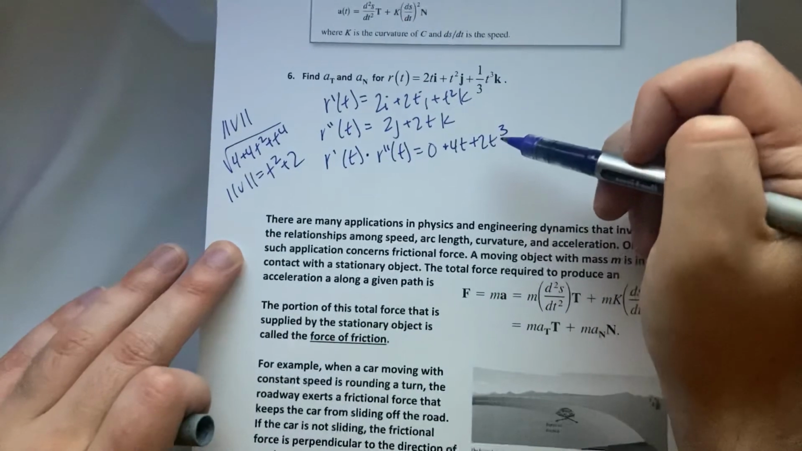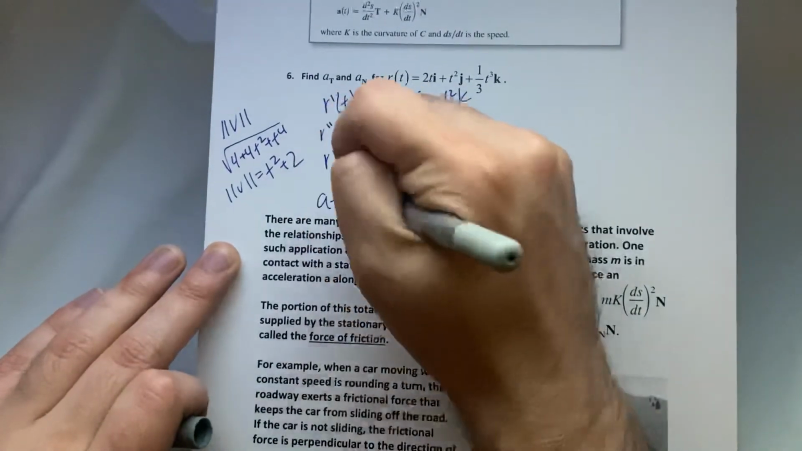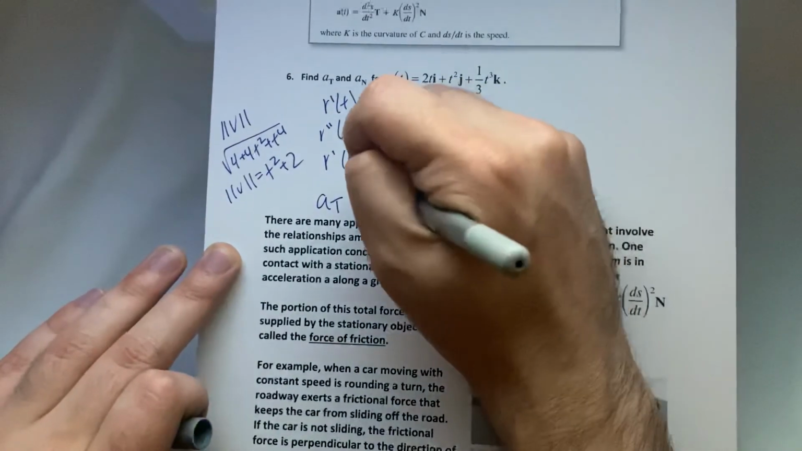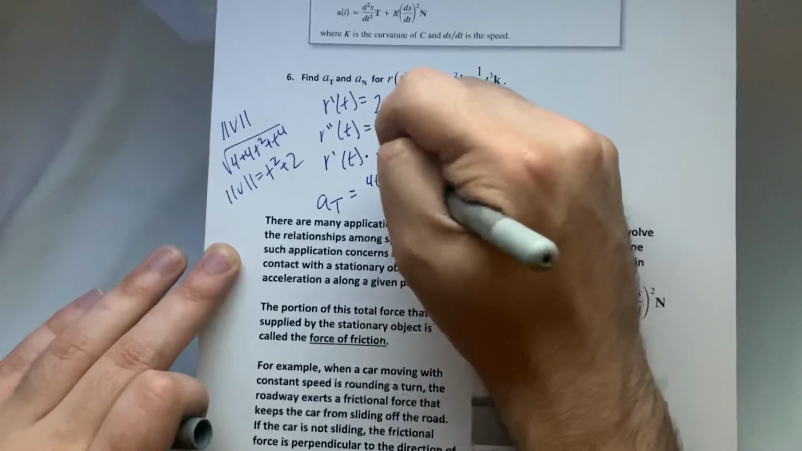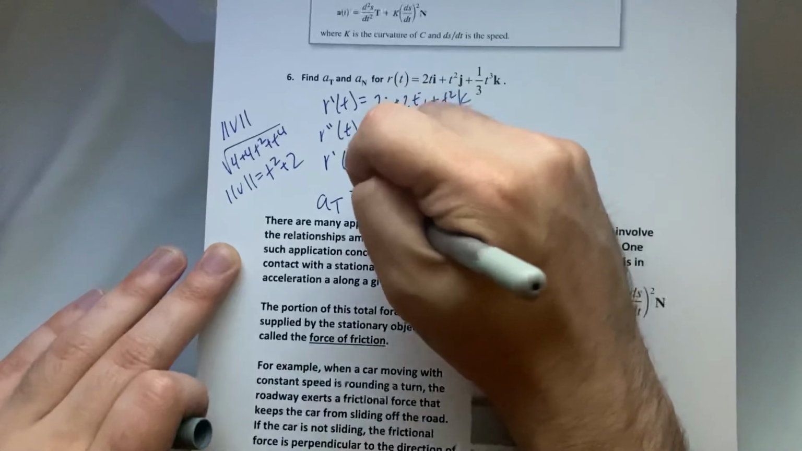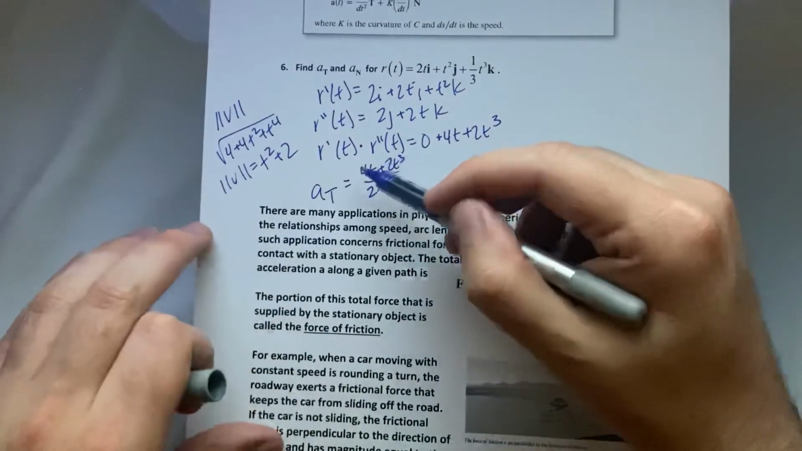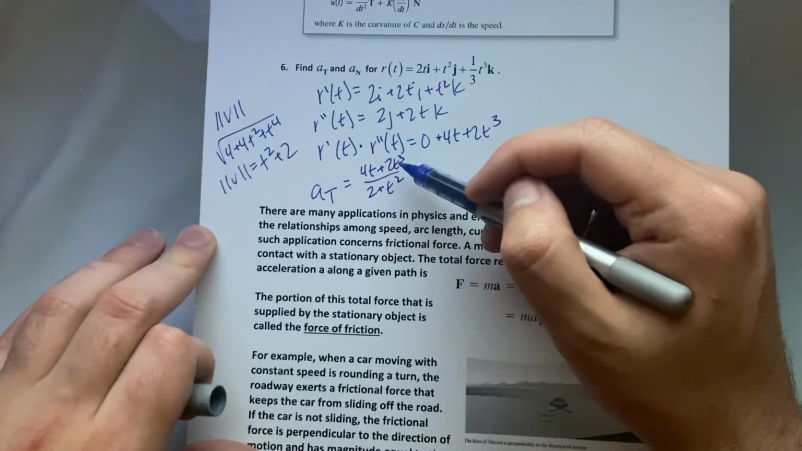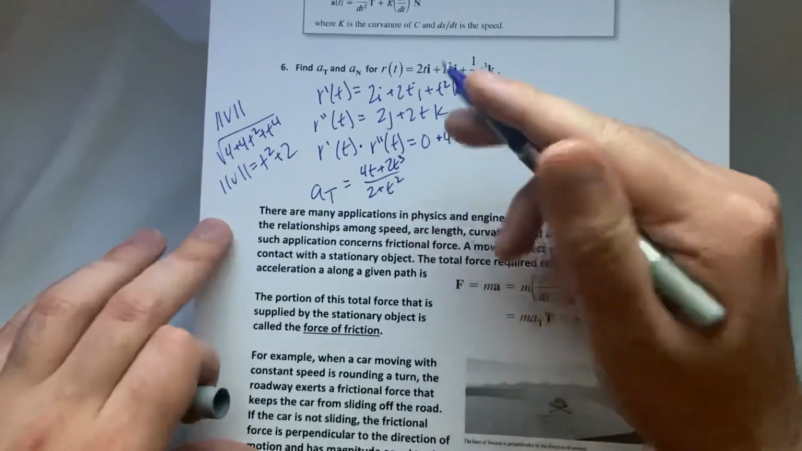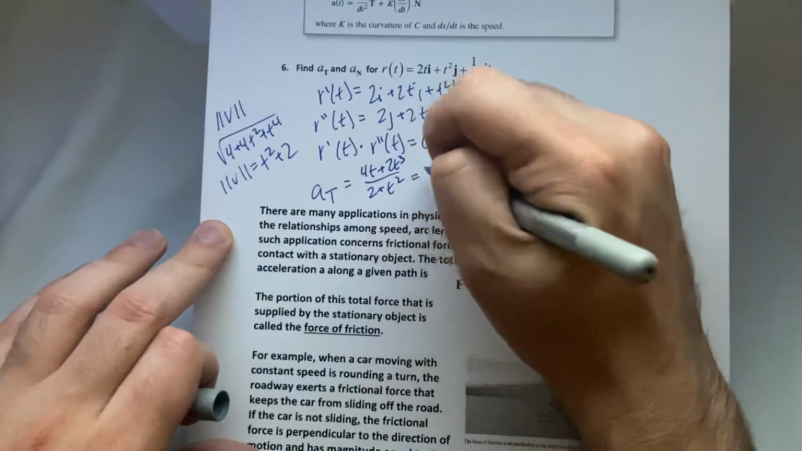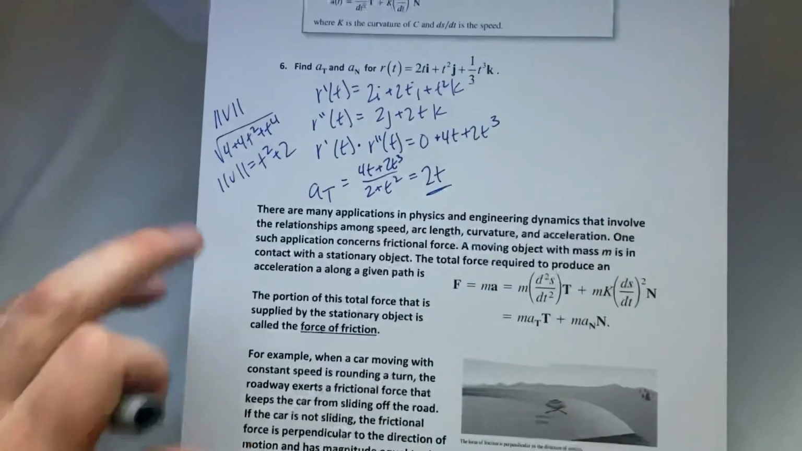Now, to find a sub T, I need to take my 4t plus 2t cubed and divide it by that 2 plus t squared, and I'm going to line it up this way just to see what happens. If in the numerator I factored out a 2t, I would be left with 2 plus t squared, so this whole thing is 2t.